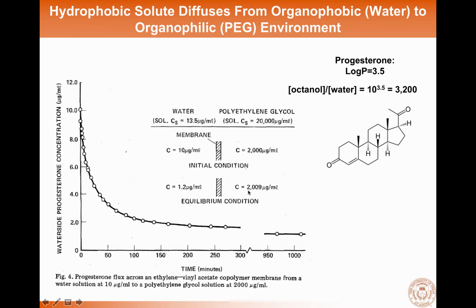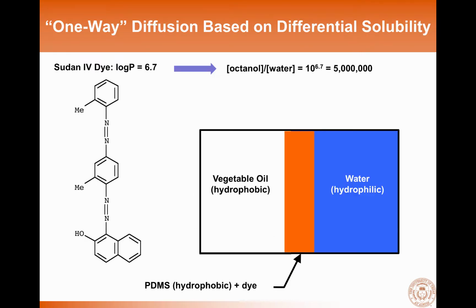Now, if you replaced the water here, for example, with polyethylene glycol, where the solubility of the progesterone is much, much greater, then in fact you'd see what you might typically expect, that the progesterone would move from the high concentration side to the low concentration side. I'll show you another example of this because it has an important practical application that I'll demonstrate to you. This is the concept of one-way diffusion based on differential solubility.